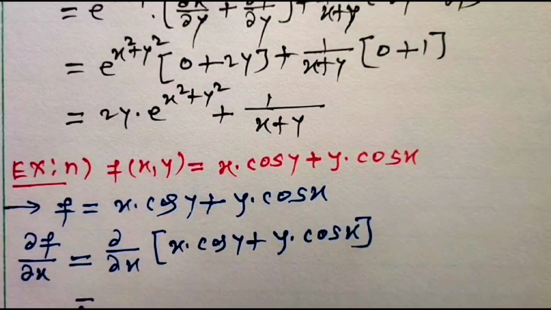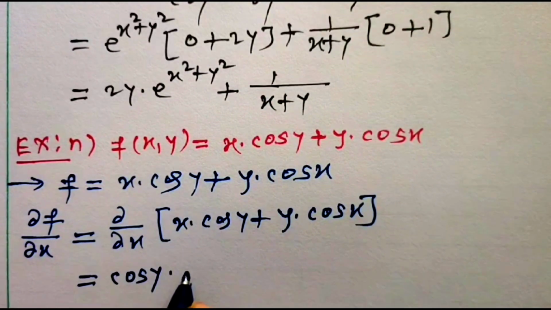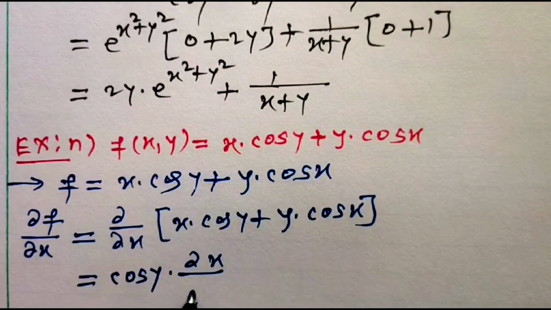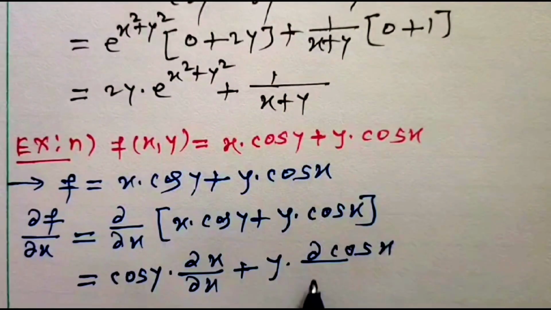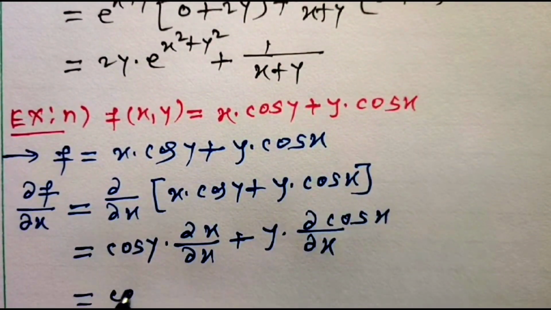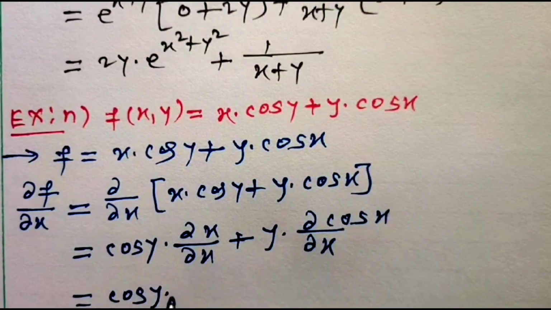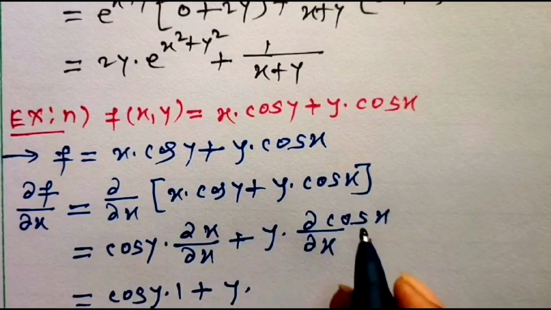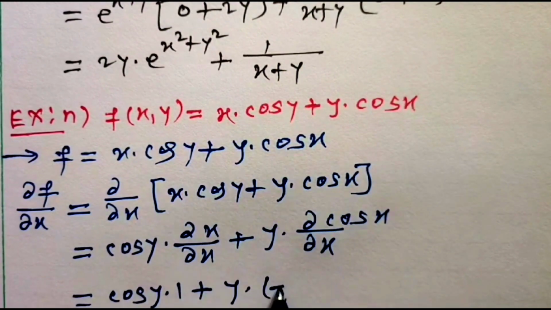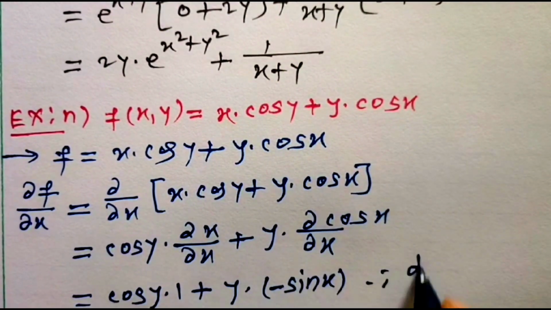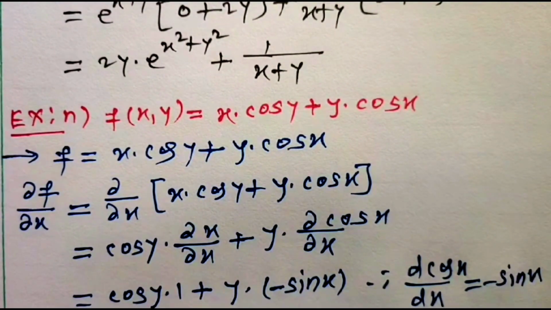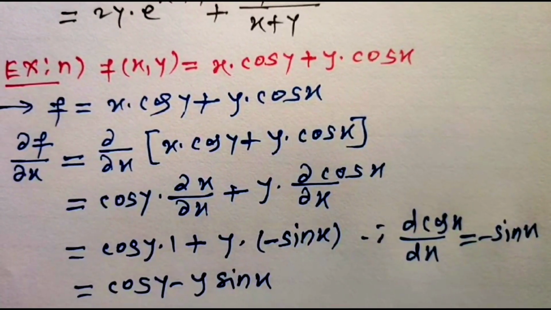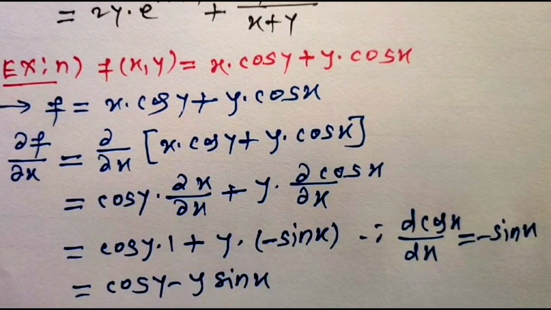So this is equal to, we can write, cos y into partial derivative of x with respect to x plus y into partial derivative of cos x with respect to x. And you know, cos y into partial derivative of x with respect to x is 1, plus y into partial derivative of cos x with respect to x is minus sin x, since derivative of cos x is minus sin x. This is equal to cos y minus y sin x. This is cos y minus y sin x, which is partial derivative of f with respect to x.